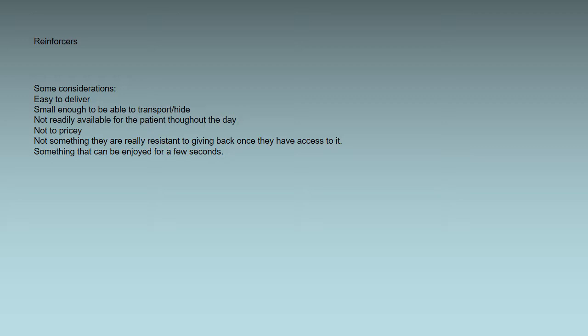They shouldn't be something that the person is really resistant to giving back once they have access to it. So if you use an item but they have a 10-minute tantrum every single time you have to get it back, then that's probably going to be counterproductive for the session. And it should be something that can be enjoyed for a few seconds, because you're probably going to have to get it back from them pretty quickly. Remember, we're trying to do as many trials as we possibly can.